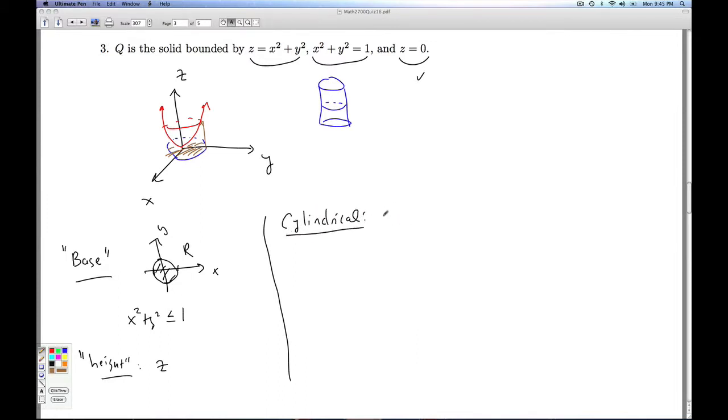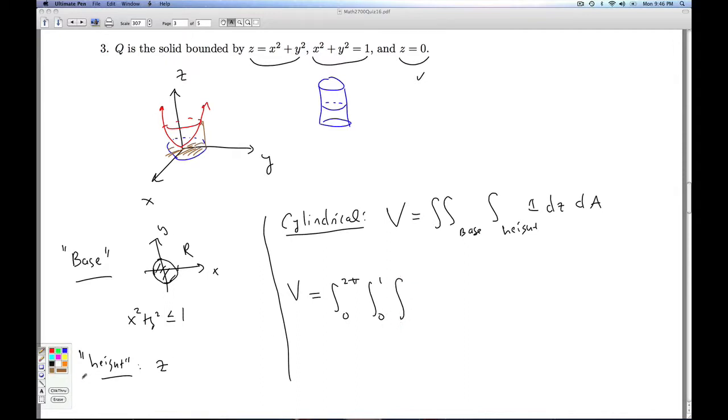So we need to convert this. Our volume is going to be a double integral over the base times an integral over the height, 1, the height's dz, and we'll set up the base here in a minute. Okay, so r in polar coordinates, we've seen this several times, 0 to 2 pi, 0 to 1. That's a disk of radius 1.